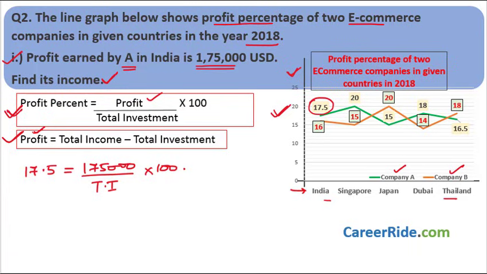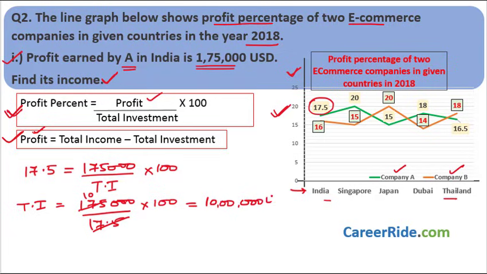Can I find the value of total investment from here? Very easy. Total investment is equal to 1,75,000 divided by 17.5 into 100, isn't it? So if I reduce this, this becomes 10 and 3 zeros into 100. So this becomes 100,000 USD as my investment, right?